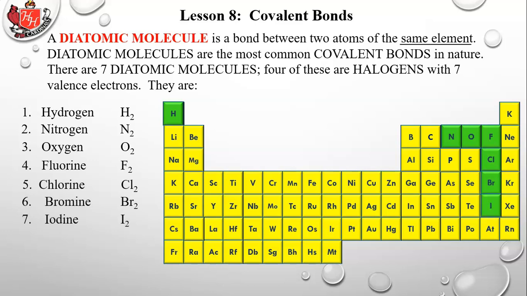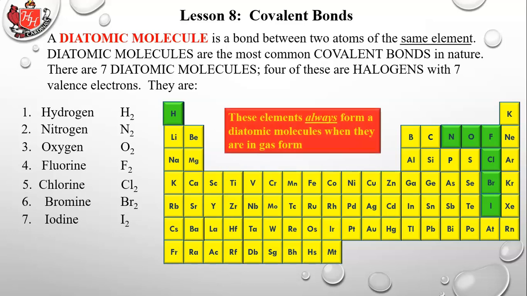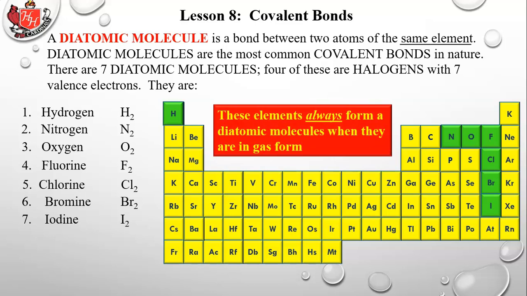In other words, anytime, we talked about this earlier, anytime you find hydrogen in nature, it's not a hydrogen atom. It's a hydrogen molecule with 2 hydrogen atoms stuck together. Same with nitrogen. The oxygen we breathe is not oxygen atoms, it's oxygen molecules, 2 oxygen atoms covalently bonded together. So in nature, these 7 elements you will always find as molecules, 2 atoms bonded together. You'll never just find a bromine or an iodine all by itself. So these elements always form a diatomic molecule when they are in gas form.